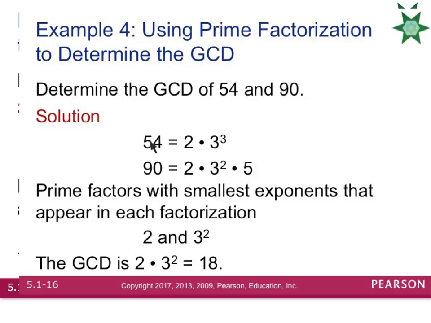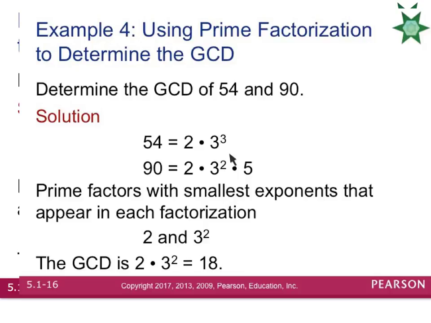Okay, so for example, let's say we have 54 and 90. If we do our factorization, we get 54 equals 2 times 3 times 3 times 3, or 3 to the third. 90 is 2 times 3 times 3 times 5, or 2 times 3 squared times 5. And we're going to look for common factors. So we have a 2 in both. So we'll use 2.